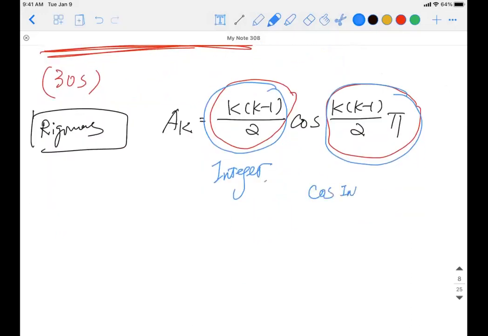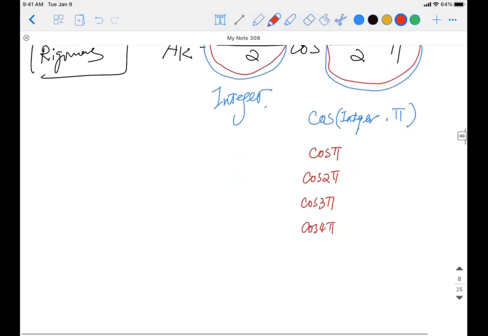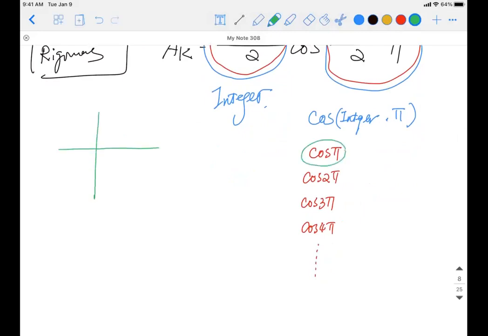If this guy always generates an integer, you are basically talking about cosine of an integer times pi. Cosine of an integer times pi is going to be something like this: cosine pi, cosine 2 pi, 3 pi, 4 pi, and so on and so forth. Let's have a quick look. Cosine pi is what? Negative 1, right?